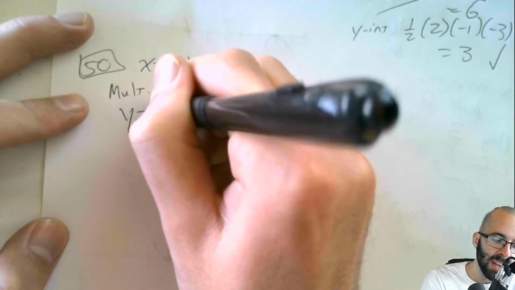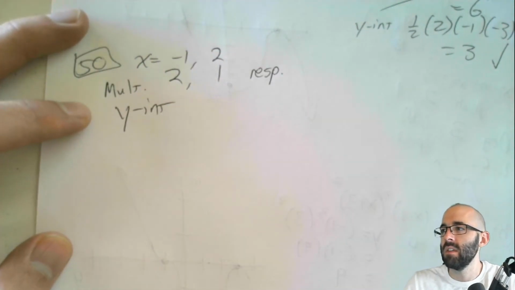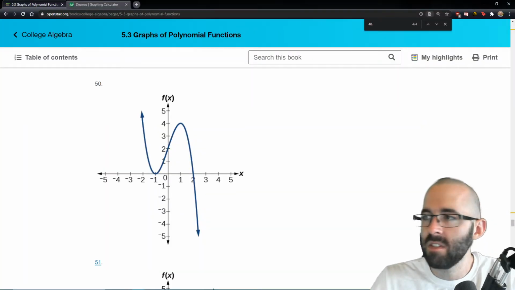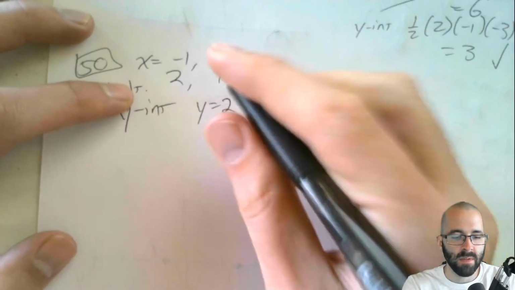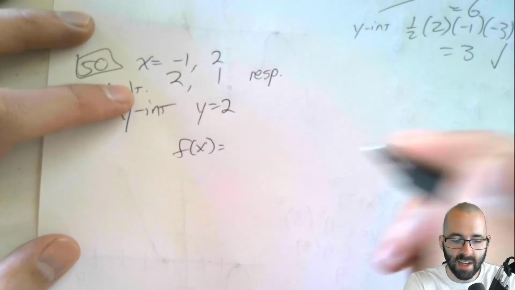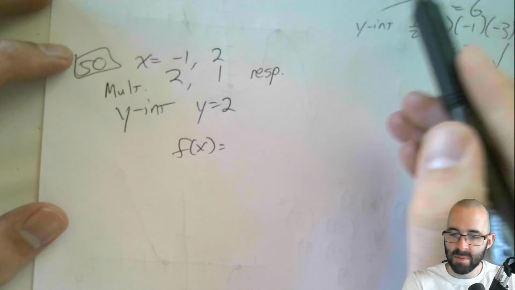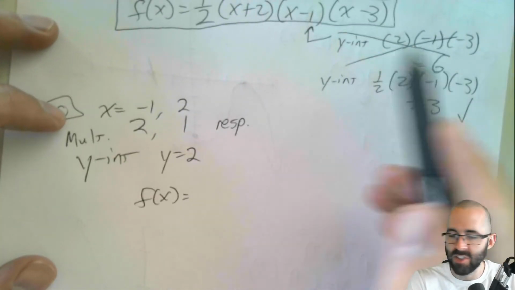We also want to know the y-intercept. Y-intercept here is 2. So let's make a guess with the x-intercepts. We're going to start with a guess for the x-intercepts and then make sure it's the right guess by checking the y-intercept.